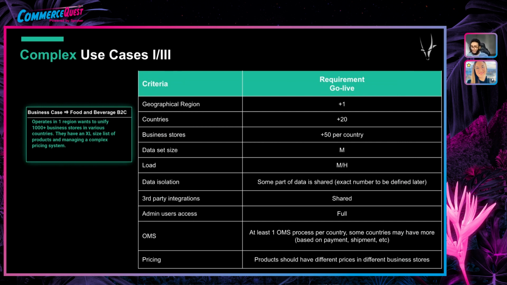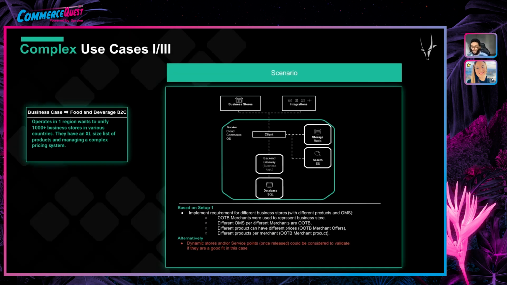In case of a scale-up requirement during production time, this would be handled accordingly, right? The data isolation is partly shared, so we could go with shared at this point. The third-party integrations, most of them are fulfilled with the first setup. Now, the only thing is that they have one OMS per country, and how this would be solved is by implementing out-of-the-box merchants as business stores. So you would have 1,000 business stores, 1,000 merchants. It's just an example. Different OMS per different merchant.